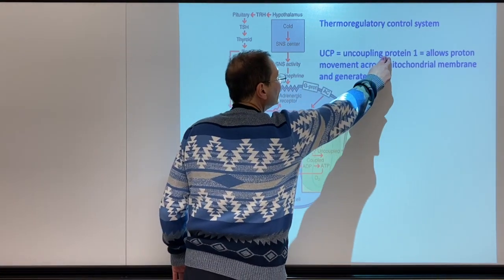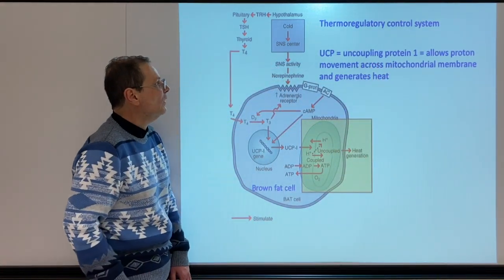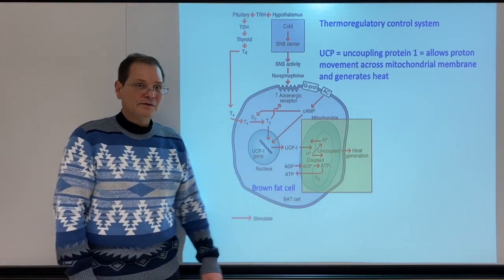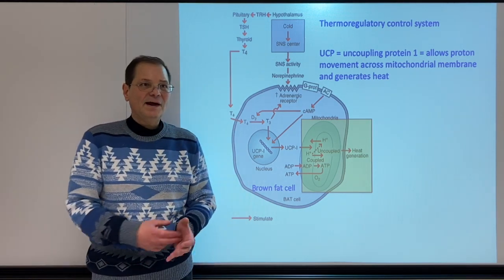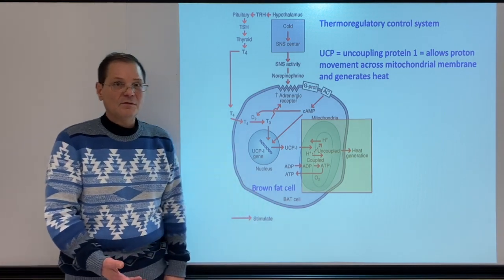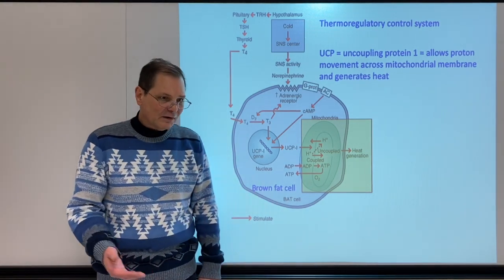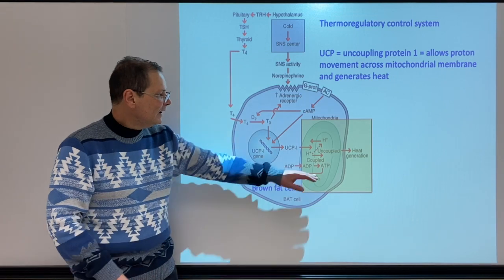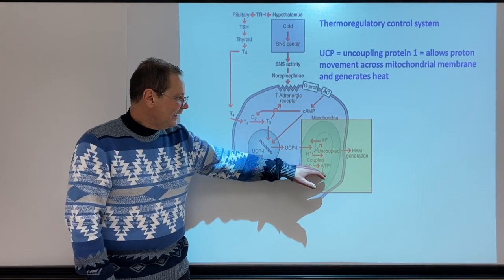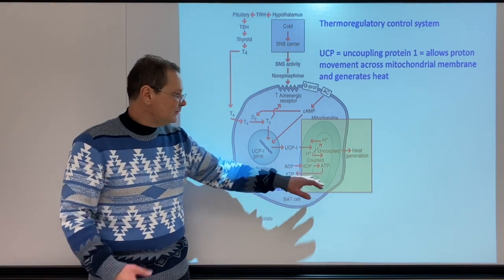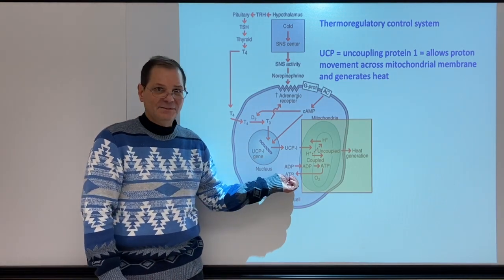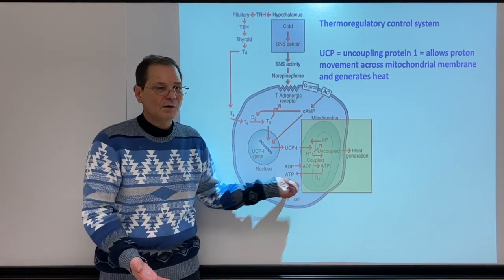UCP stands for uncoupling protein, so uncoupling protein 1. What it does is it allows protons to move across this intermitochondrial membrane. So as you guys know by now, the way that your mitochondria make ATP is by generating a proton gradient across the membrane. And as protons are allowed to flow back across the membrane through a channel pore in the ATPase in this membrane, you can use the transport of the protons down their gradient to generate ATP. So that's the way mitochondria normally work.